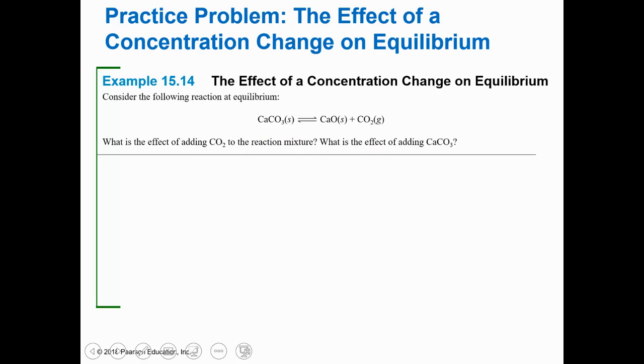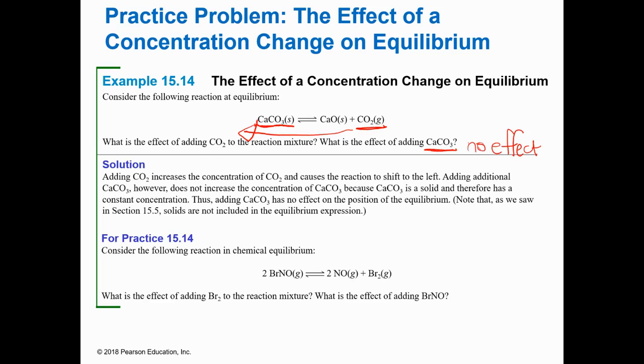All right, so let's see. Adding CO2. So remember, when I add, it shifts away. So it will shift left. Adding calcium carbonate. Notice this is a solid, so this has no effect. Okay, let's look at the next one. Adding Br2, we're going to shift left. Adding BrNO, again, it's a gas, so we're going to shift right. So whichever way we add, it shifts away from that side.